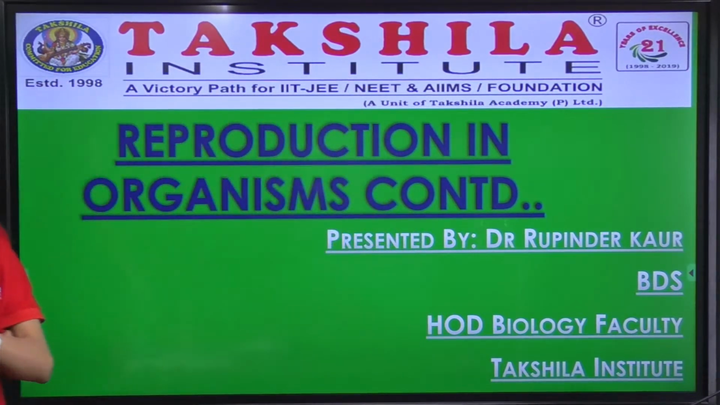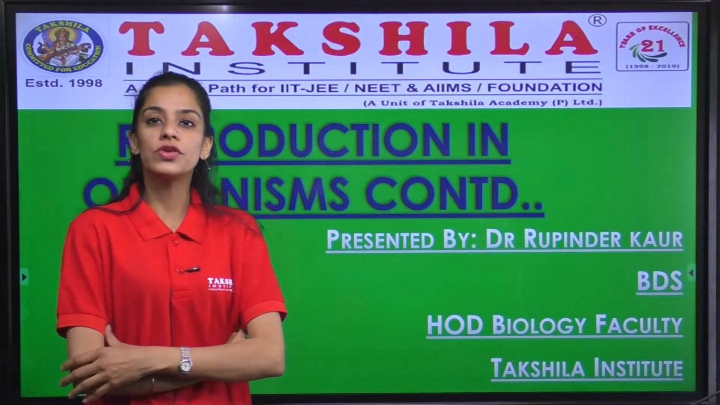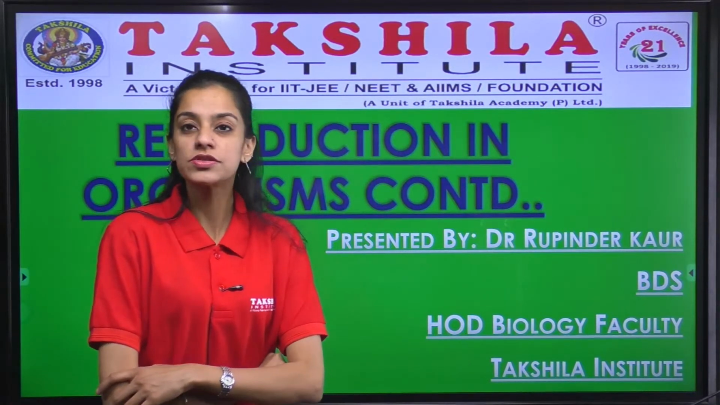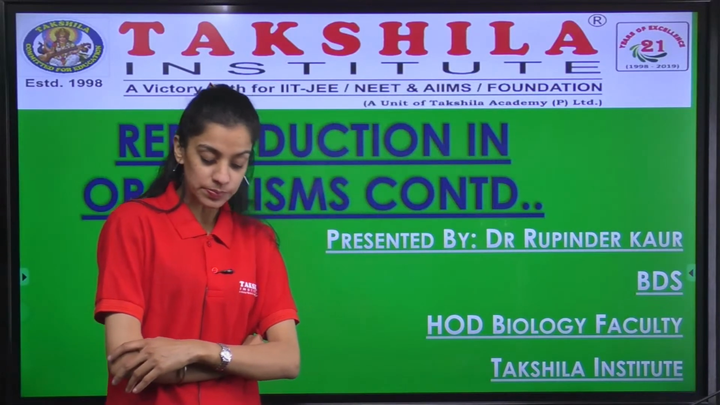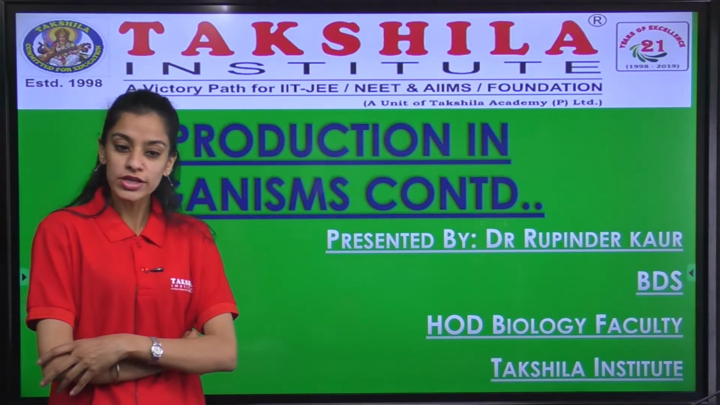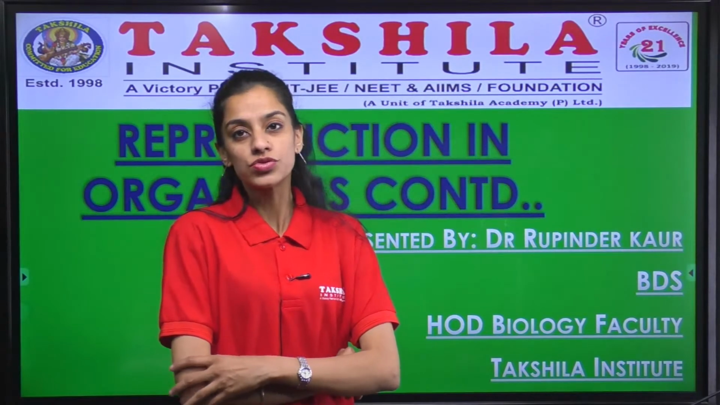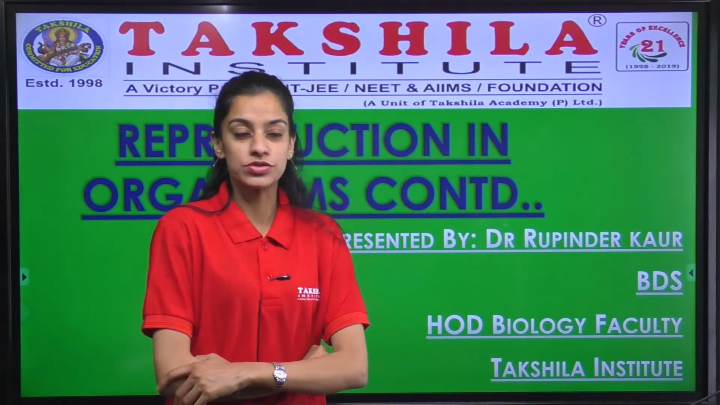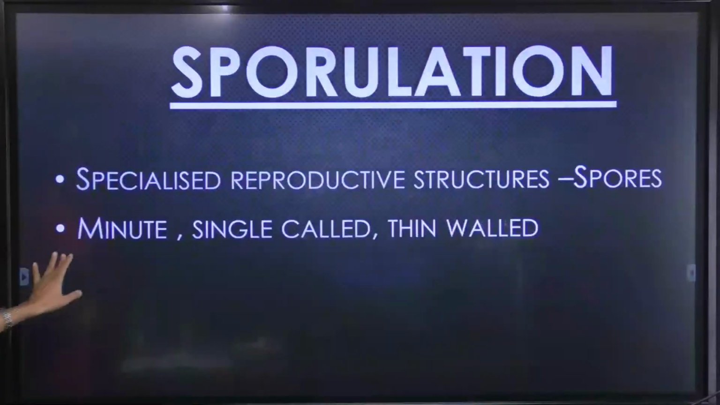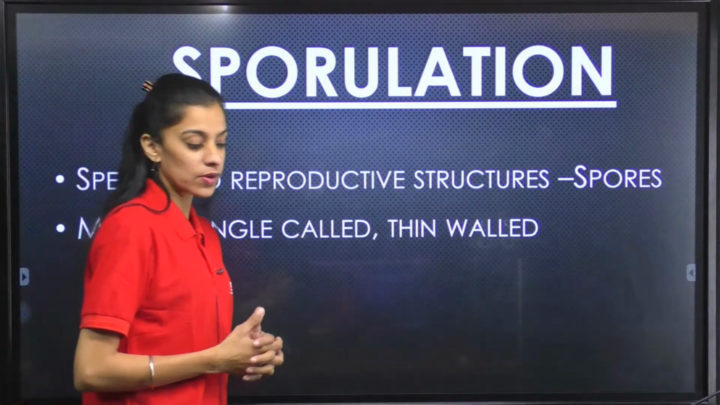We have discussed the various asexual modes of reproduction. If I give just a synopsis, we've done binary fission, and we have done budding. Now we're going to move on to the other modes of asexual reproduction. So we'll be continuing with reproduction in organisms. Next is sporulation.